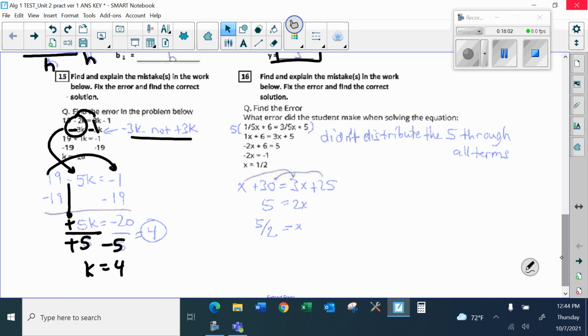Number 16, find the error. Well, if I look from step 1 to step 2, this 1/5 x became 1x. That means they multiplied by 5 to get 1. Well, if you're multiplying by 5, you multiply it through the entire equation. They did not do that.